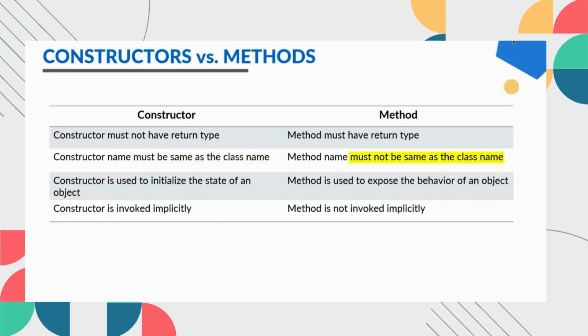A constructor is used to initialize the data members of the class, but a method exposes behavior like calculation, accepting details, and displaying details. A constructor is invoked implicitly. You do not need to take the initiative to call the constructor, but methods always need to be called as per the requirement, either from the main method or from another method. Choice is yours.